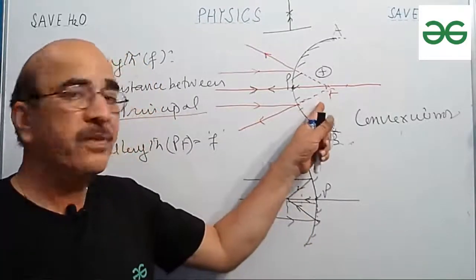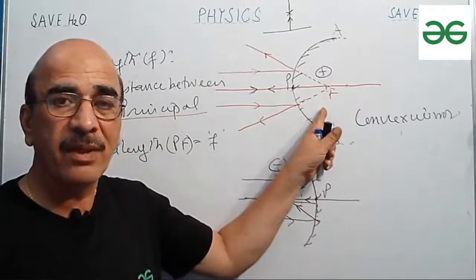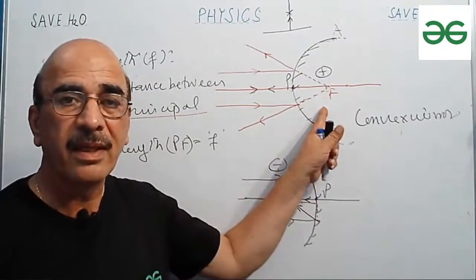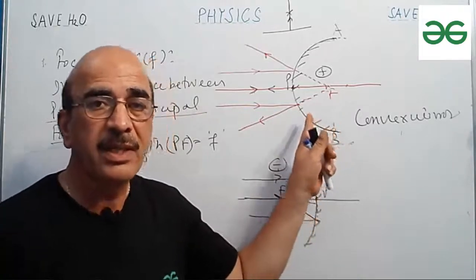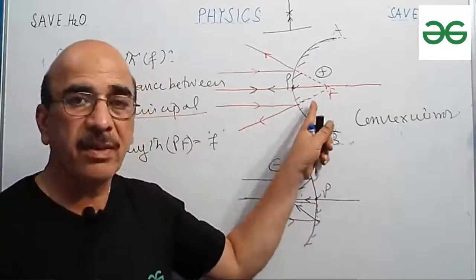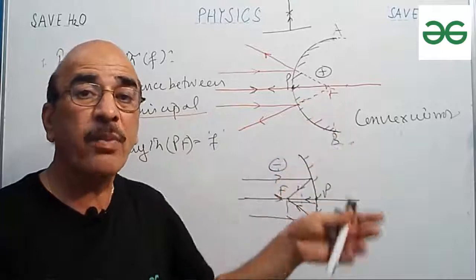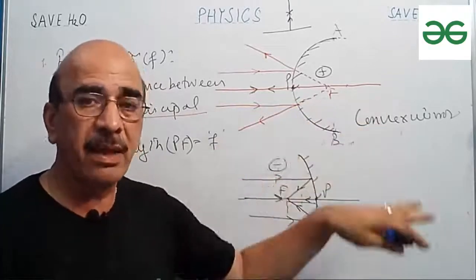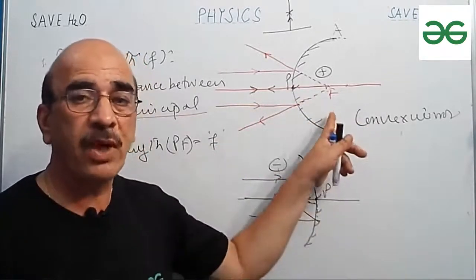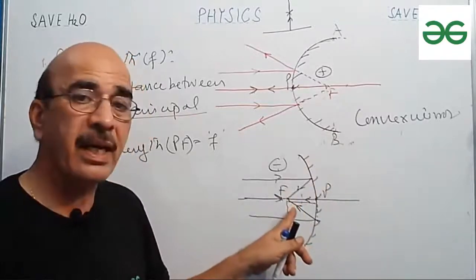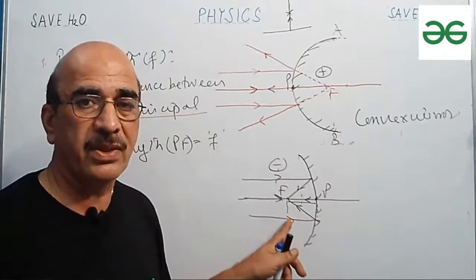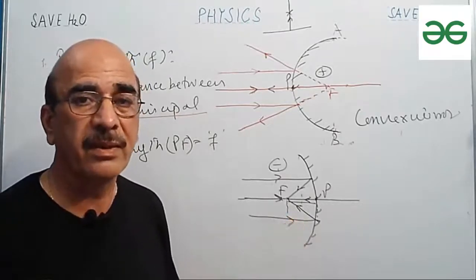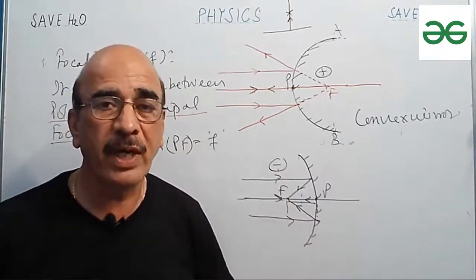So is this focus real or virtual? Yes, Priyanka is giving the answer. I can see in the chat box she is saying it is a virtual focus. Rays of light appear to be coming from the point behind the mirror, so it has a virtual focus. And here rays of light are actually meeting in the concave mirror, so it is a real focus. This is again an important point.